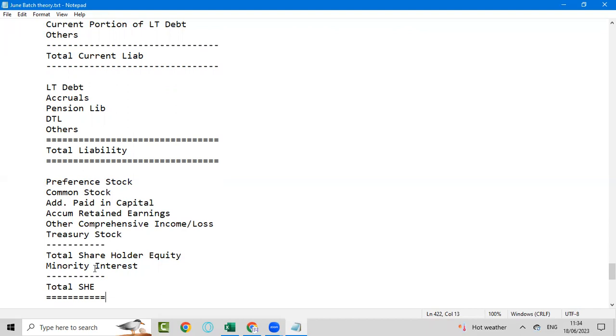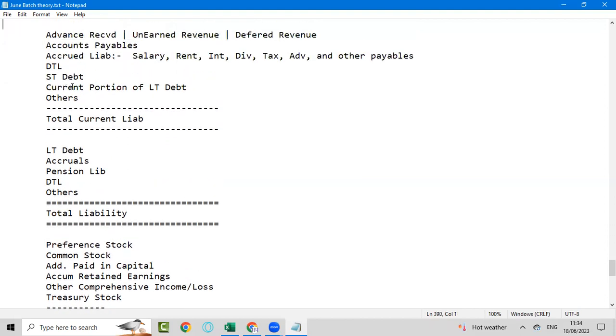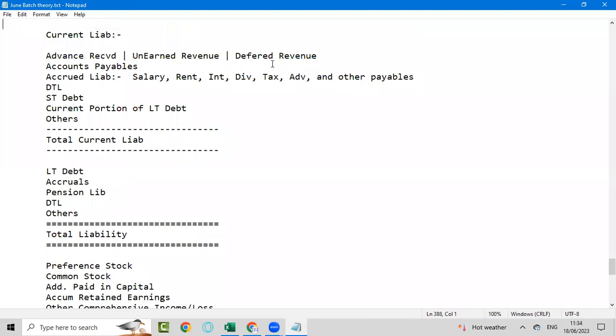Excuse me, sir. Yes. So what is deferred revenue? Deferred revenue under current liabilities: when you are taking payment from someone in advance, it is called deferred revenue. It is called unearned revenue. It is called advance received. Okay, sir.